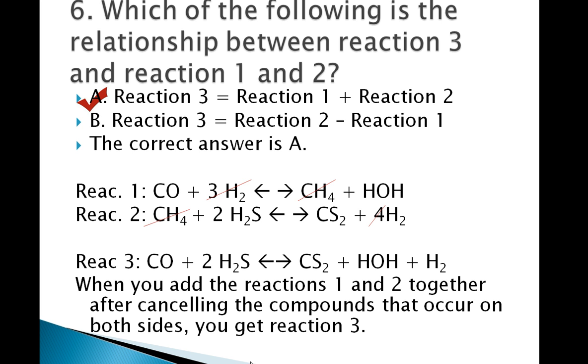So, in order to find the proper relationship for number 3, the correct answer is A. When you cross cancel the same elements on both sides, you get reaction 3. So you add the two reactions together and get rid of the same things on both sides.